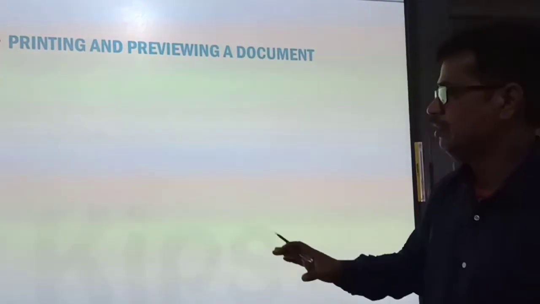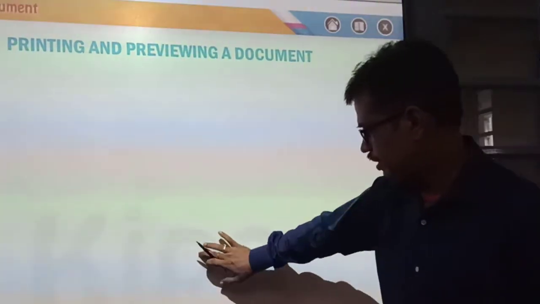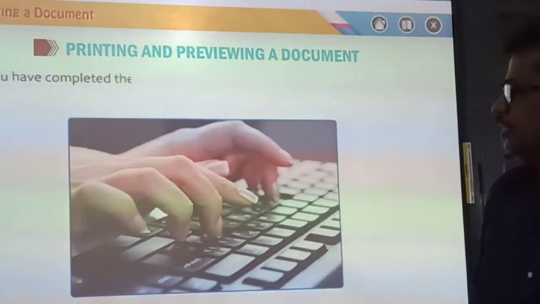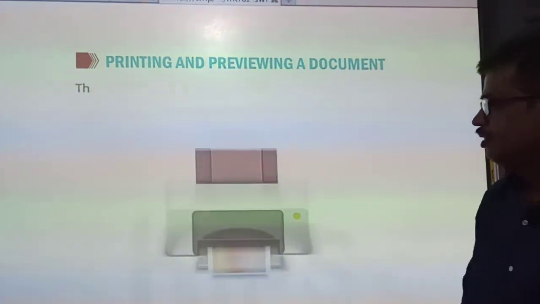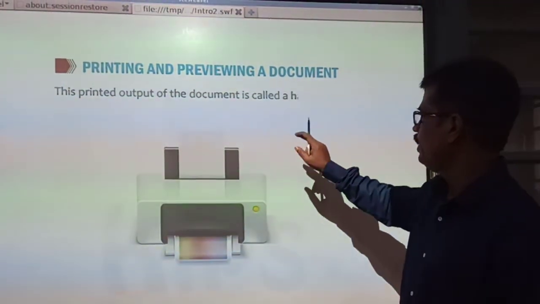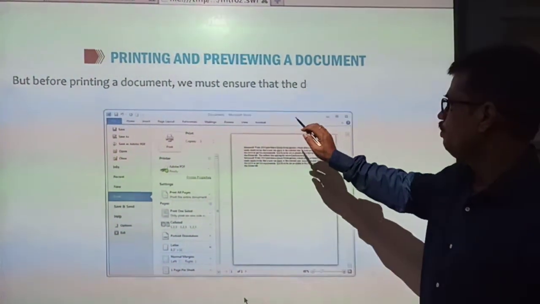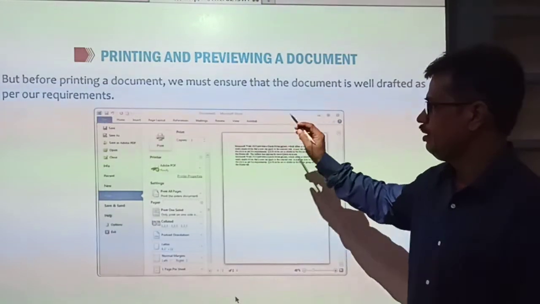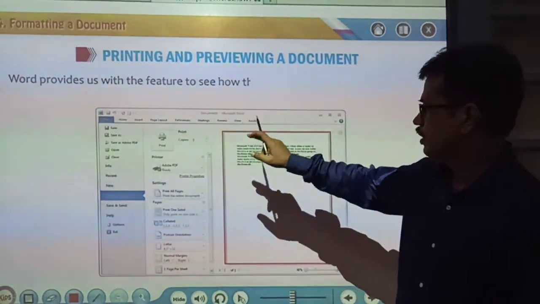And the printed copy, you already know what it is called. A printed copy is called a hard copy. And the output on the monitor, what you see, is called a soft copy, which you know from class 3. Let's see the steps. Once you have completed the typing and formatting of the document, you can print it. This printed output of the document is called a hard copy. Before printing a document, we must ensure that the document is well drafted as per our requirements.